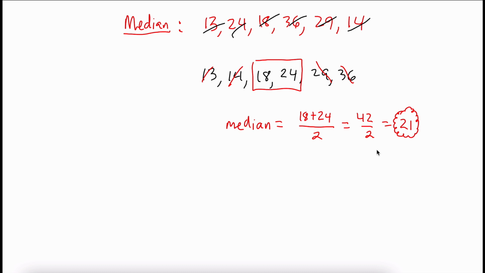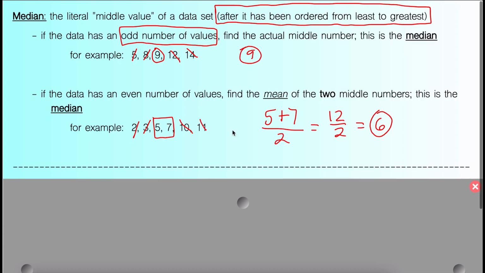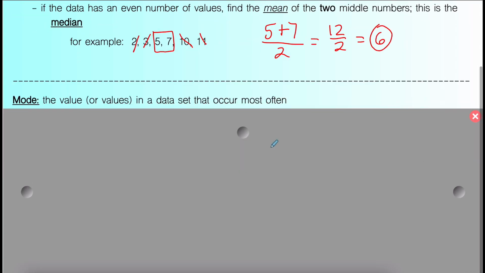And that's a way that you could describe this data set. You could say the middle of this data is 21. The numbers are all centered around the number 21. That's the middle of this data set. All right, so we've gone over the mean, the average. We've gone over the median, which is a little tricky depending on if it's an odd or an even number. And the last measure of center is called the mode.